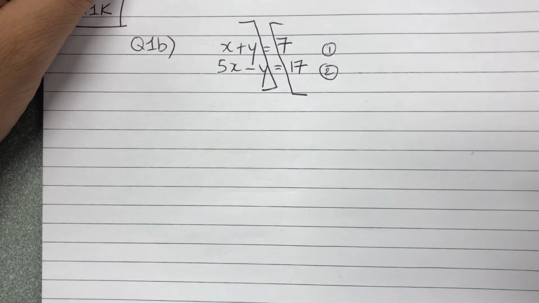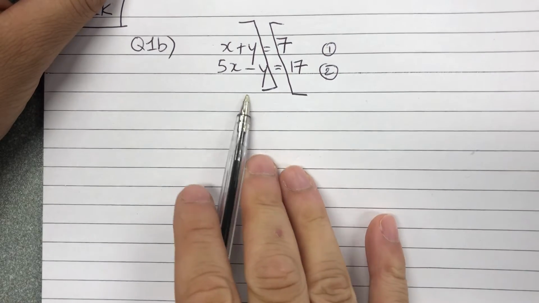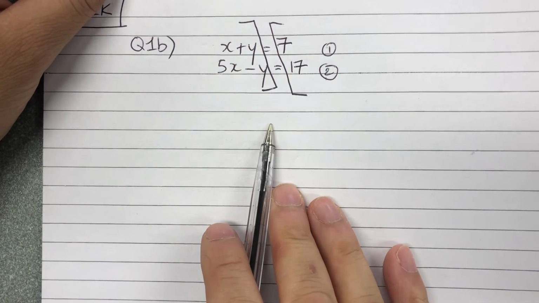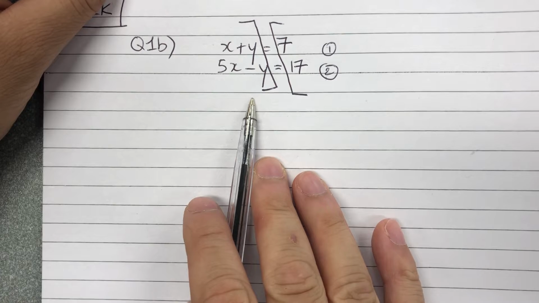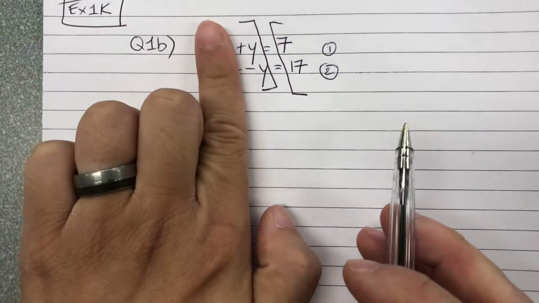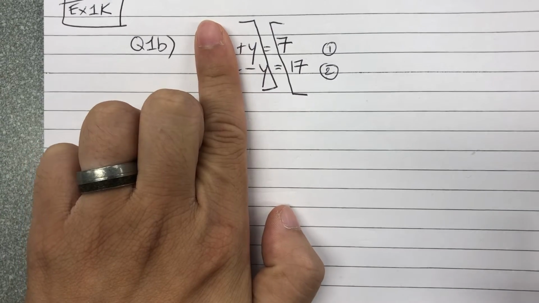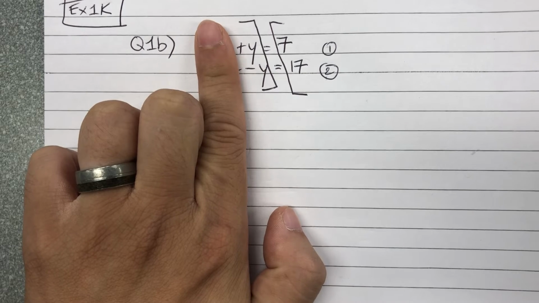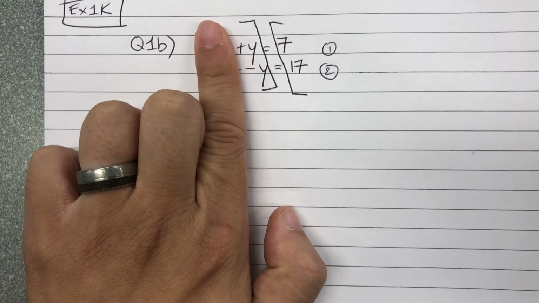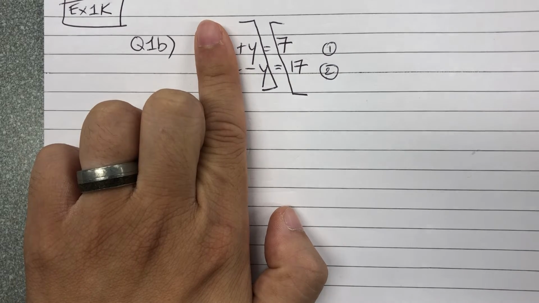In this situation, if I add the equations together as they are, that will eliminate the y variable, because plus y adding to minus y gives 0. Okay? And that's why I'm doing it that way. So if I add these together, it will eliminate the y's, because if I add positive y to minus y, that makes 0.